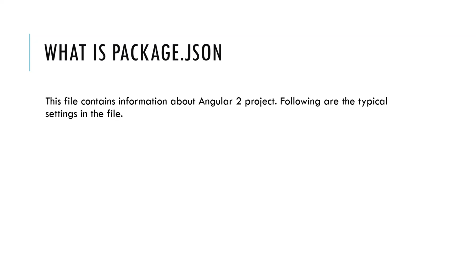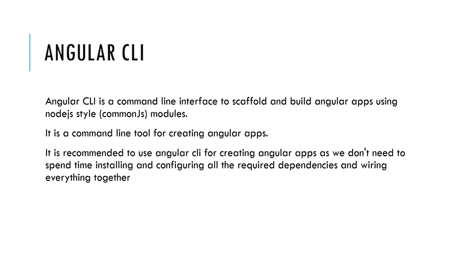So what is package.json? This file contains the information about Angular projects, and the following are the typical settings in the file. We have settings like what packages we installed, what the different versions of the packages are, and TypeScript and Angular information. By using this information, npm identifies and installs the corresponding packages for this current application.